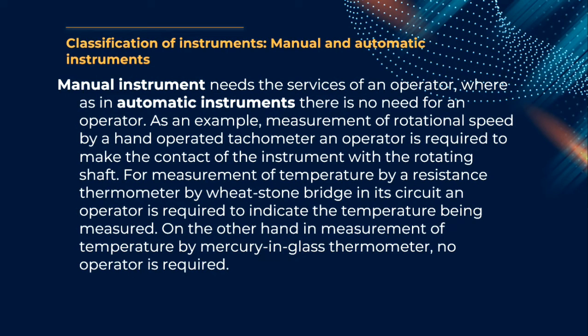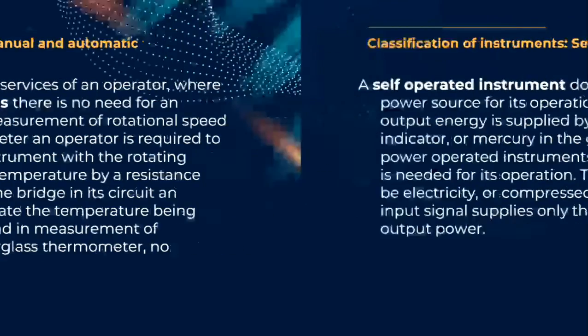Next is manual instrument. Manual instrument needs the service of an operator, whereas in automatic instruments, there is no need for an operator. As an example, in measurement of rotational speed by a hand operated tachometer, an operator is required to make the contact of the instrument with the rotating shaft. For measurement of temperature by a resistance thermometer with a Wheatstone bridge in its circuit, an operator is required to indicate the temperature being measured. On the other hand, in measurement of temperature by mercury in glass thermometer, no operator is required.